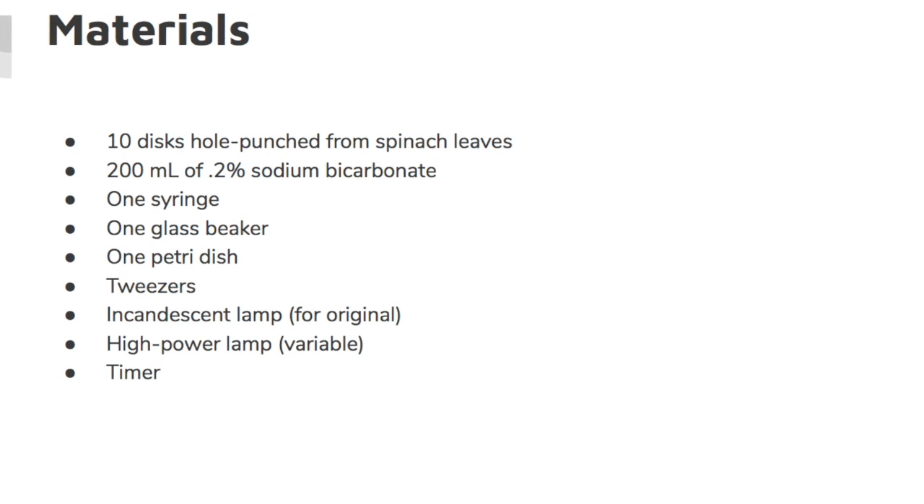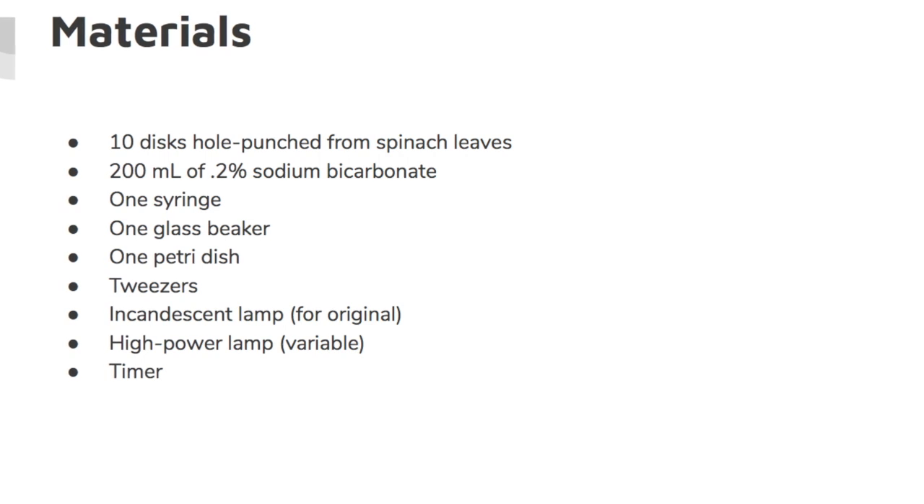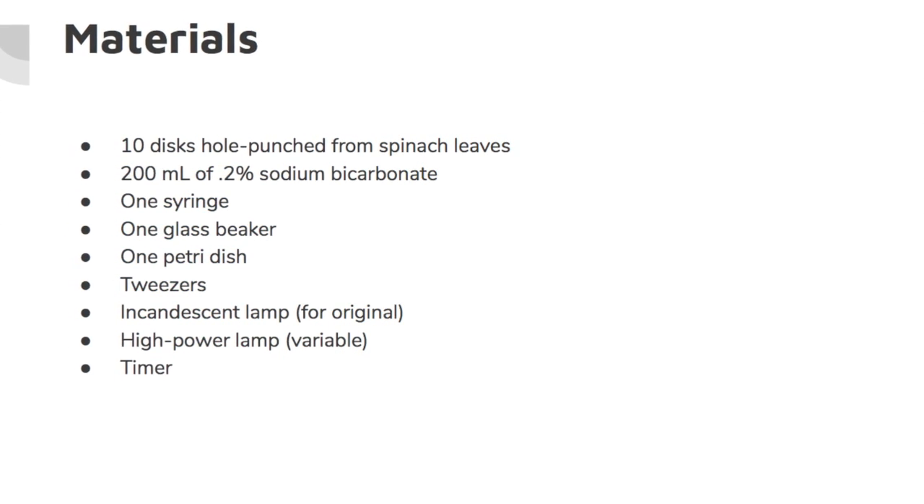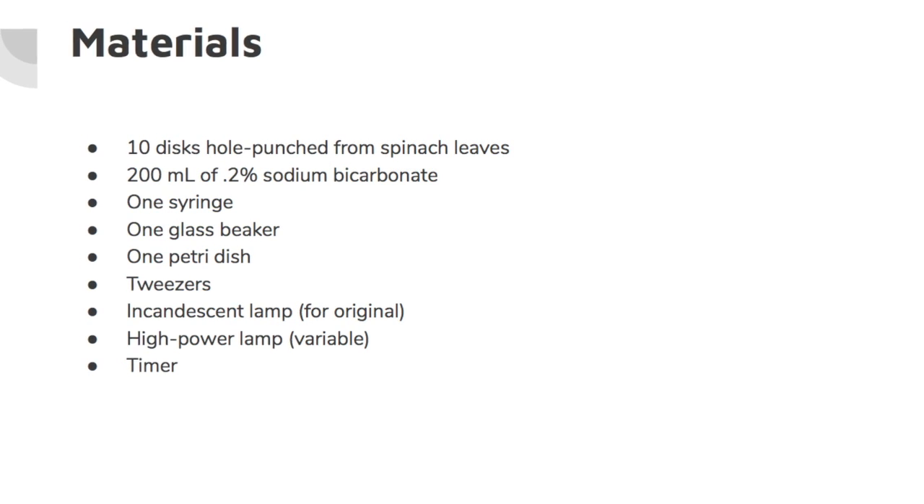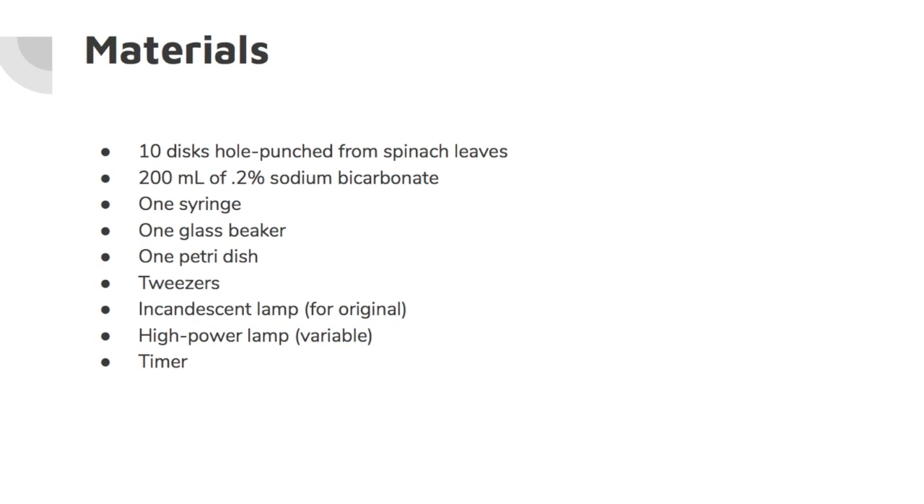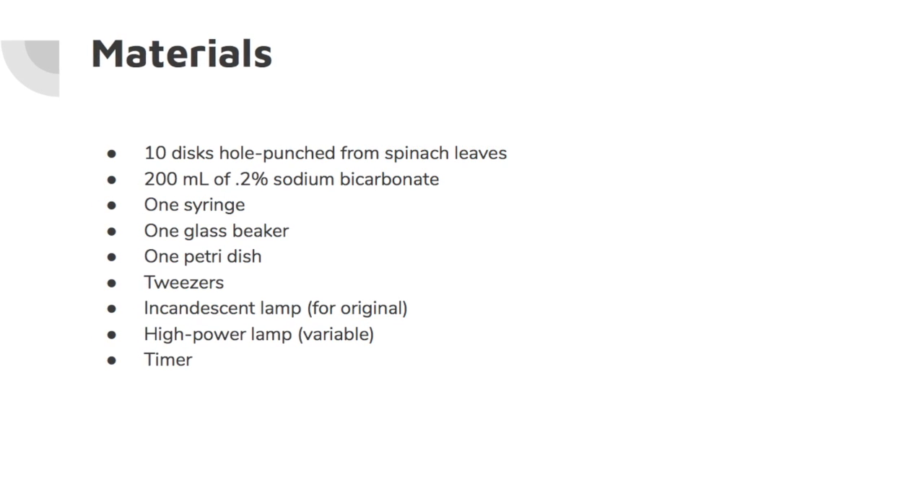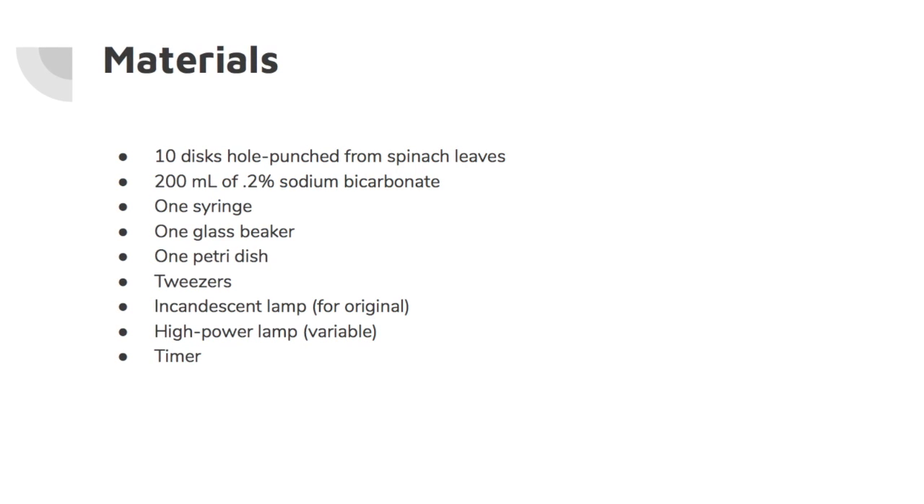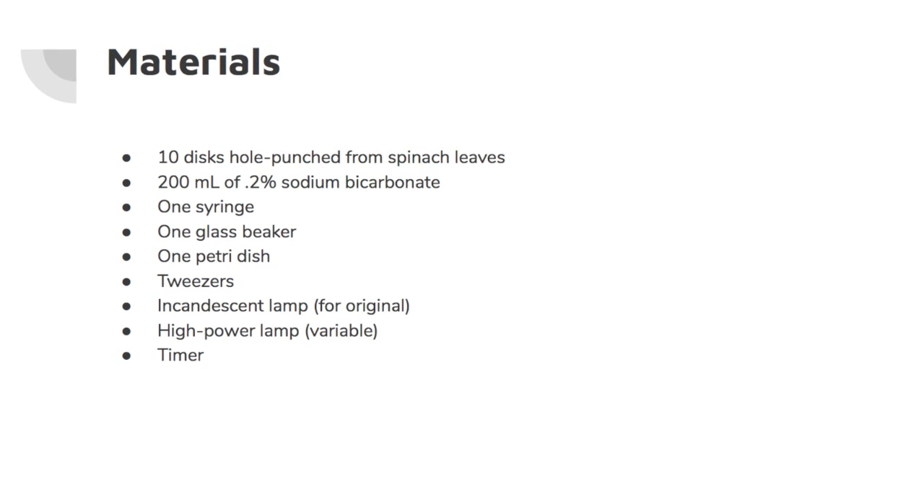The materials that we used for this experiment were 10 discs hole punched from the spinach leaves, 200 milliliters of the 2% sodium bicarbonate, 1 syringe, 1 glass beaker, 1 petri dish, tweezers, an incandescent lamp for our original experiment, a high-powered lamp for our variable on the second experiment, and a timer.